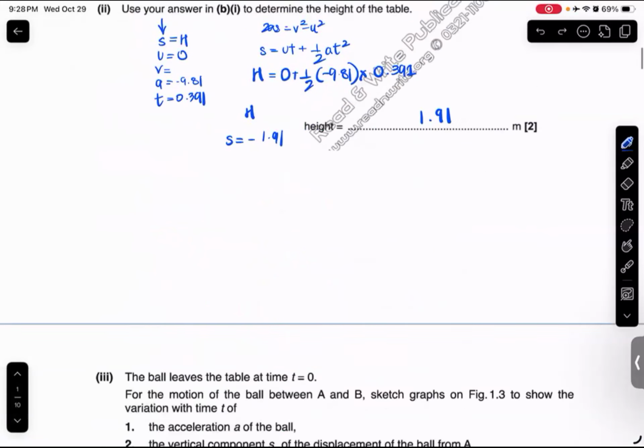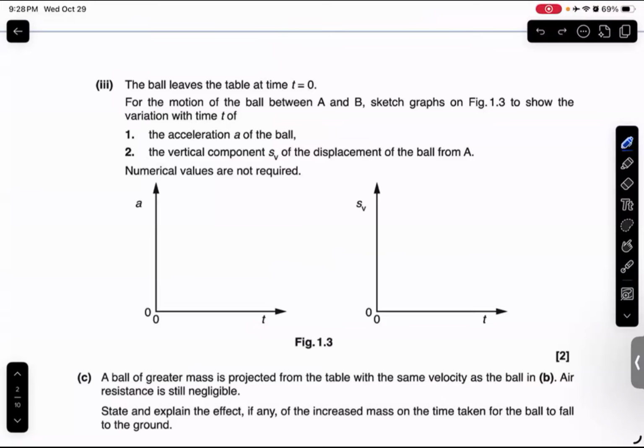Okay, moving on. The ball leaves the table at time t equals 0. For the motion of the ball between A and B, sketch graphs to show the variation with time t of acceleration of the ball. Acceleration is going to be the same throughout the entire journey, and we know that g is going to be minus 9.81 meters per second squared. What is the vertical component SV of the displacement? Vertical component of the displacement SV.